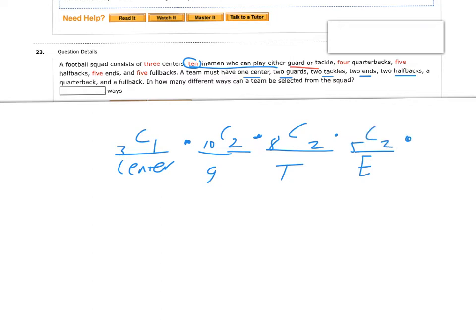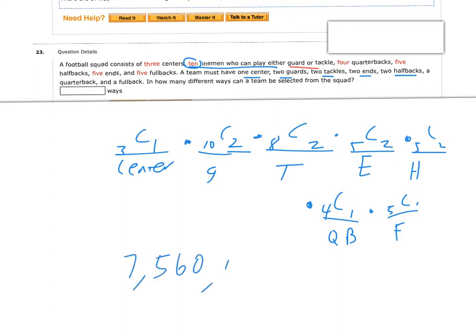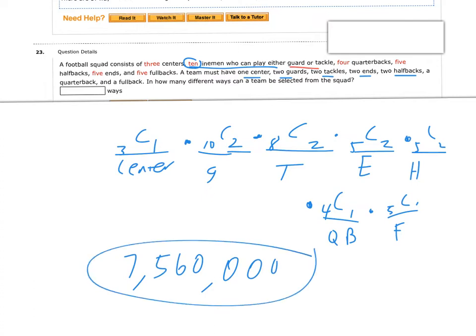And then we're also going to multiply that by the halfbacks. So we need 2 halfbacks, and out of a group of 5. And then we need a quarterback, so I'll multiply that down here. Our QB, and we also need a fullback. So for the quarterback, we have 4, and we're going to choose 1. And for the fullback, we have 5, and we're going to choose 1. So you multiply that all together, and I get 7,560,000 different combinations.